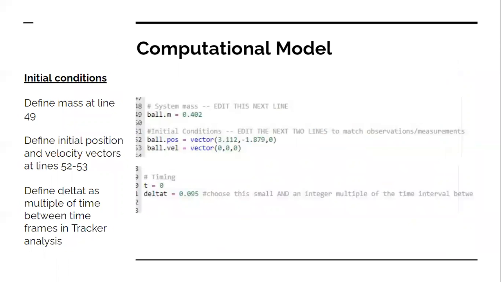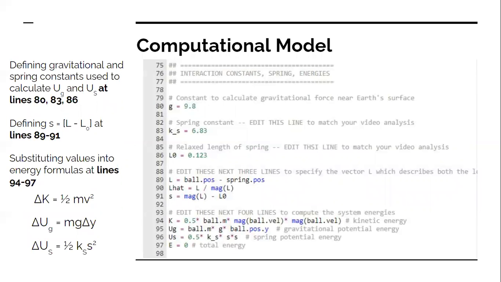In our computational model, where we get into creating our code and GlowScript, we need to identify our initial conditions, which includes understanding what the mass is, our initial position vector, and our initial velocity vector, which we define here, and also our delta t, which in this case we define as a multiple of time between the time frames in our tracker analysis. We also need to define a few constants for our code. We need to define the gravitational constant near Earth's surface, which we're going to use 9.8 meters per second squared, the spring constant, and the relaxed length of the spring, which we derive from pre-lecture videos.